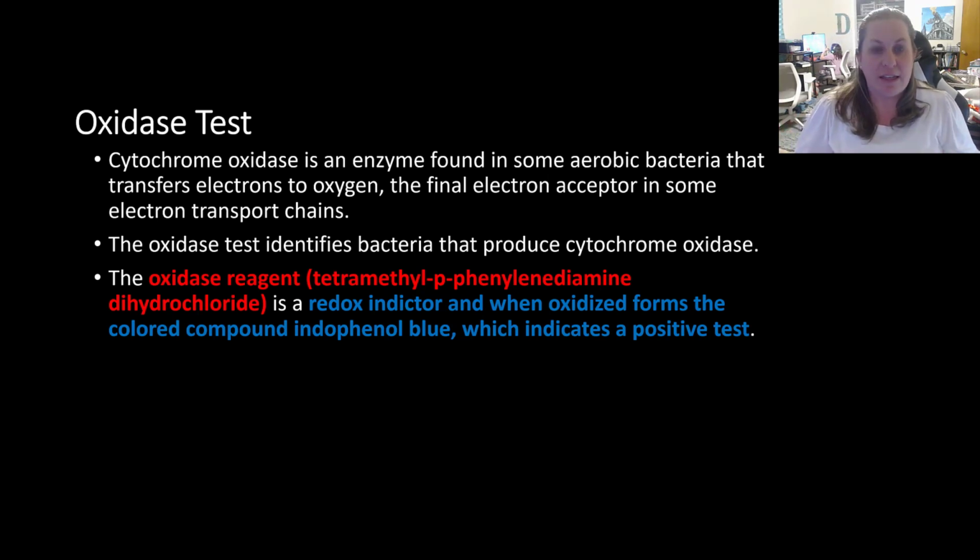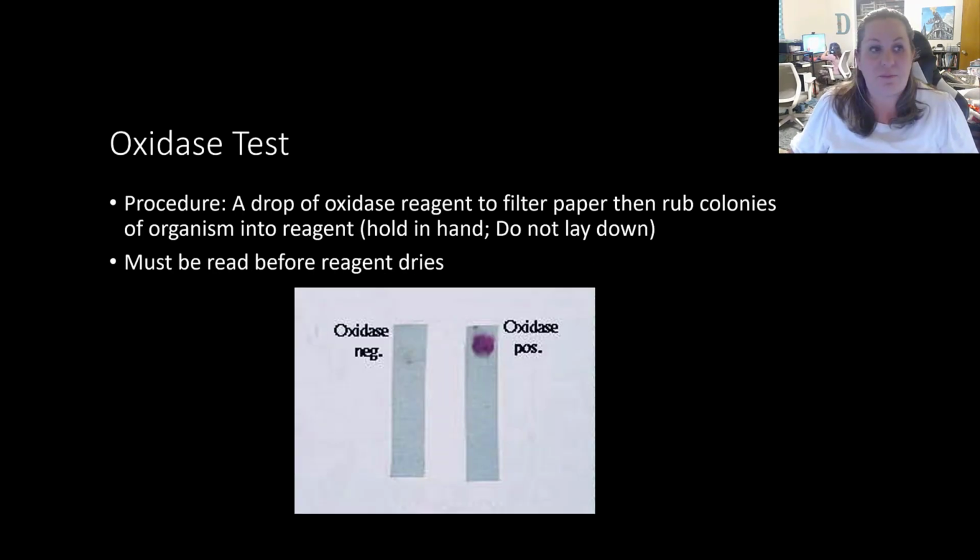Now, if we add this in, we see that it is what we call a redox indicator, meaning it's looking for that transfer of electrons that takes place. When oxidized, this forms the colored compound, what we call indophenol blue. This indicates a positive test. So if that indophenol blue is present, it's going to actually appear kind of purple on our filter paper. So how do we do this?